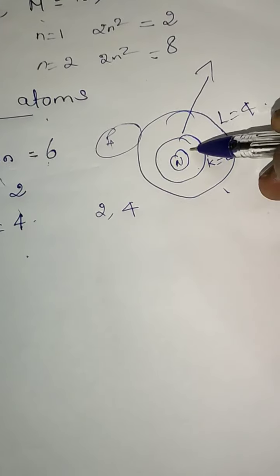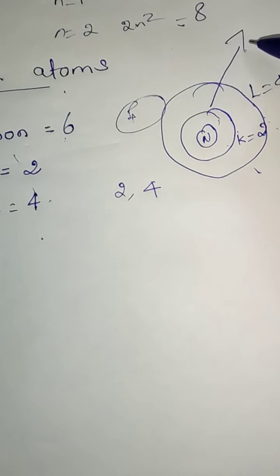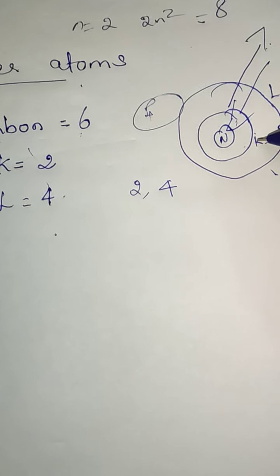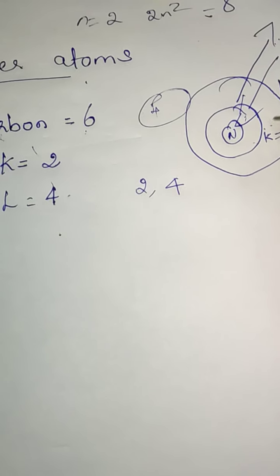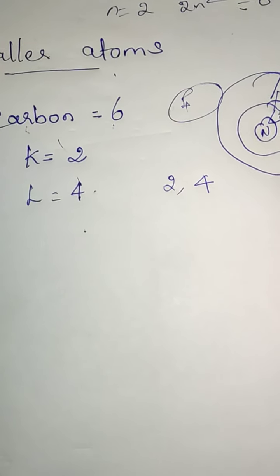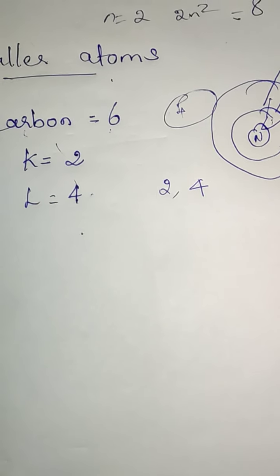When we move away from the nucleus to the outer orbit, the energy level goes on increasing, and when we move near to the nucleus, the energy level decreases. Already we studied this in Niels Bohr's model. So always the electrons fill the orbits according to the increasing order of energy level, in a stepwise manner.